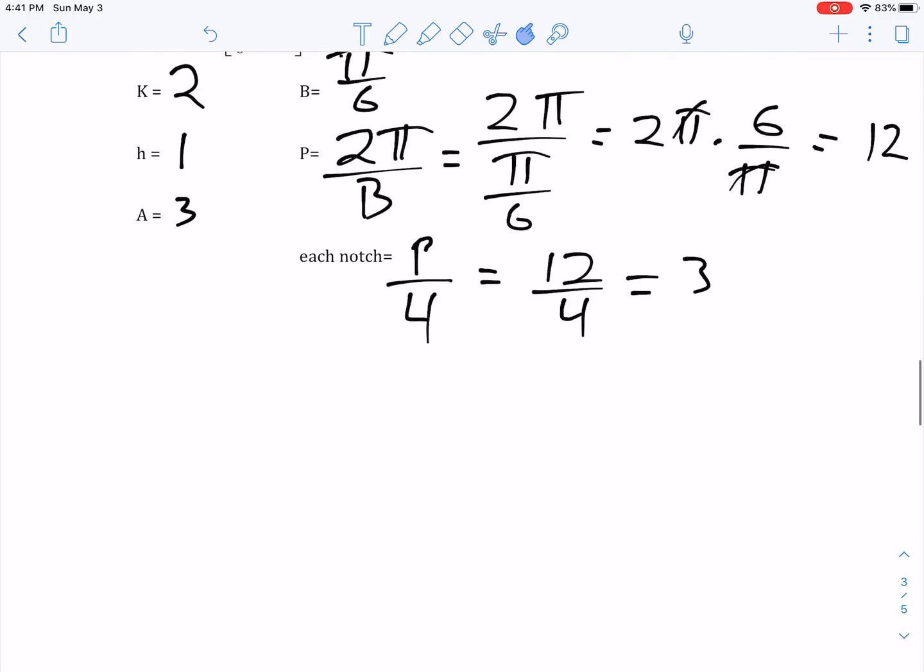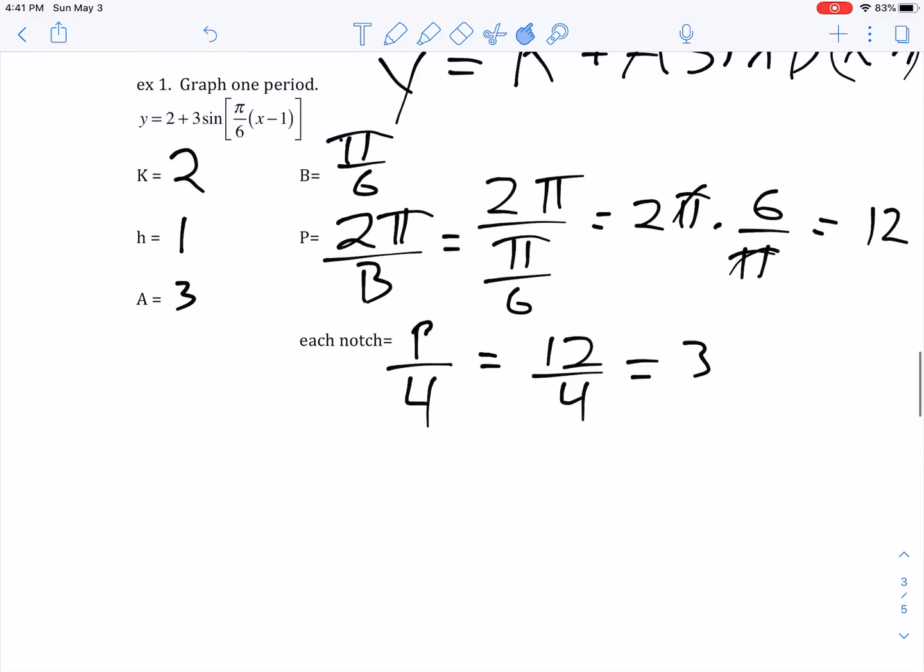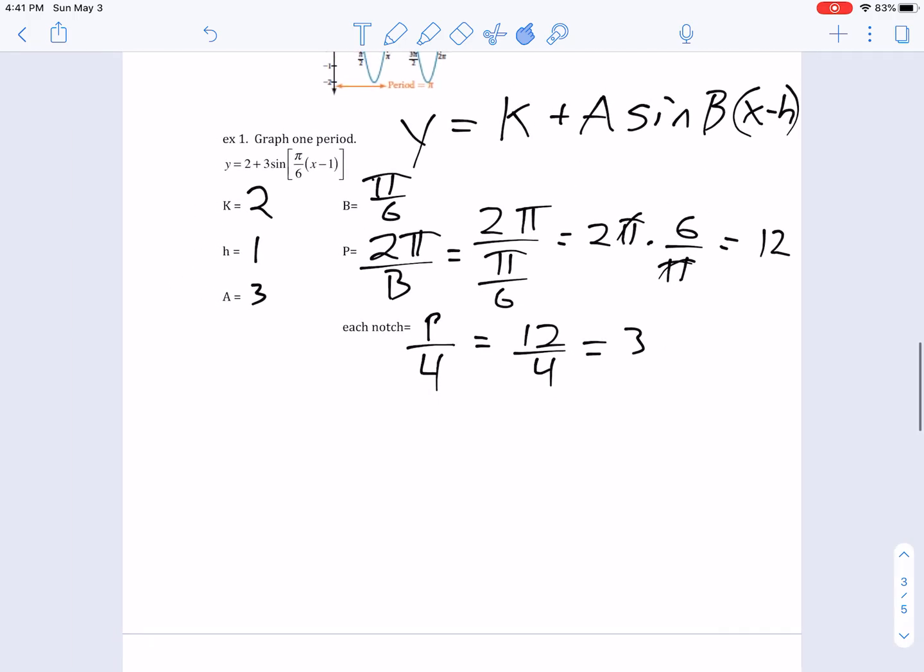All right, here we go. So I need to kind of pull this in a little bit so I can graph it all. Okay, so how do we set up the graph? How do we do these? Okay, the graph's always going to look like this.